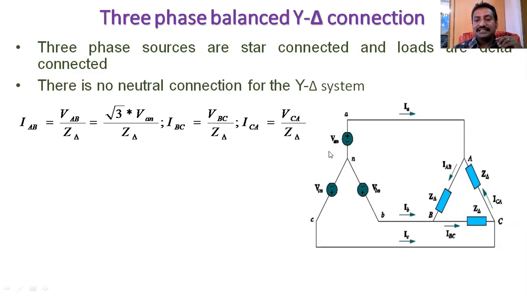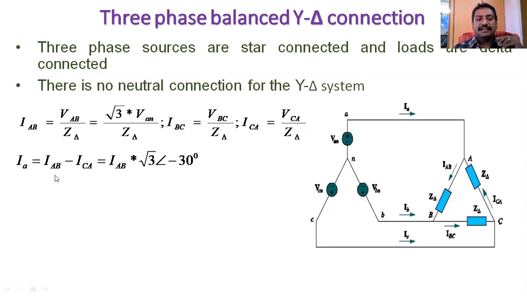So VAN is the phase voltage. Therefore, we require this line voltage. So line voltage in case of star connection is not equal to phase voltage. Line voltage is equal to root 3 times the phase voltage. Therefore, root 3 into VAN divided by Z delta. Similarly, IBC, root 3 into VBN divided by Z delta. Similarly, ICA is equal to root 3 into VCN divided by Z delta. So like this, IAB, IBC, ICA are the phase currents in case of delta connection.